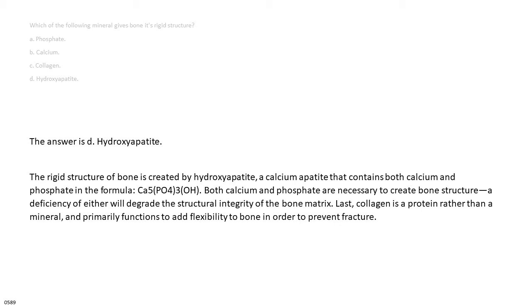Hydroxyapatite. The rigid structure of bone is created by hydroxyapatite, a calcium apatite that contains both calcium and phosphate in the formula Ca5(PO4)3OH. Both calcium and phosphate are necessary to create bone structure. A deficiency of either will degrade the structural integrity of the bone matrix. Last, collagen is a protein rather than a mineral, and primarily functions to add flexibility to bone in order to prevent fracture.